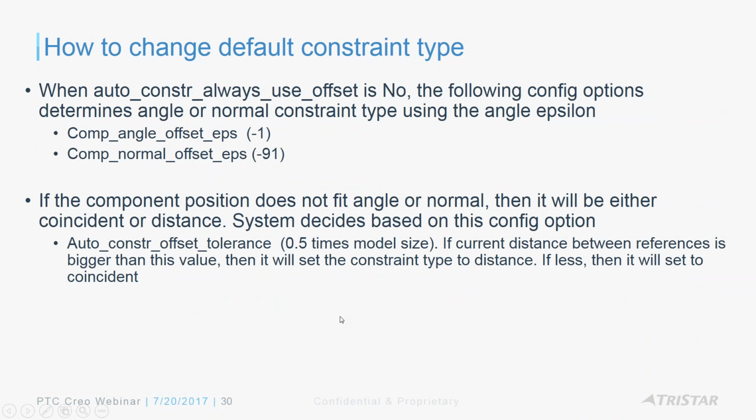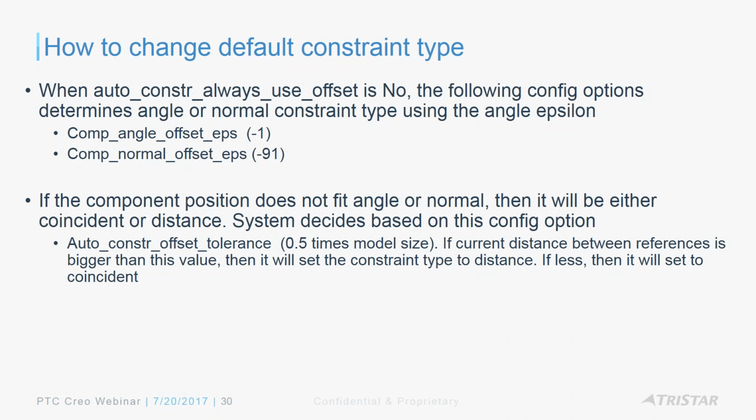There are a couple more config options that you should be aware of, which is the comp angle offset EPS. That stands for the epsilon angle. This really determines if you're going to get an angle constraint or a normal constraint. So try to apply a value of -1 or -91. And if you try these two, you will see how it behaves, automatically setting to normal or automatically setting to angle, right?